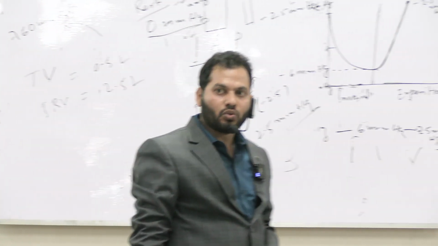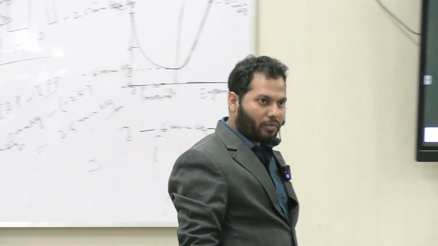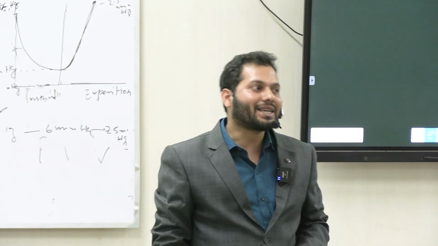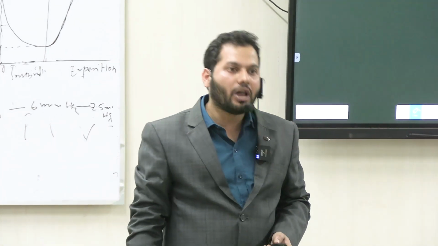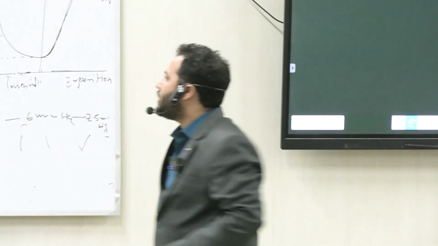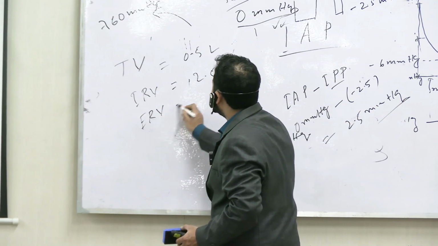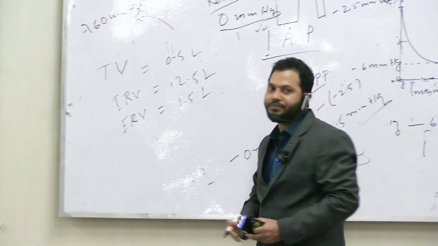In that case also, some specific muscles are involved, like abdominal muscles and internal intercostal muscle. So what is the expiratory reserve volume? It is the volume of air exhaled during forceful exhalation after normal tidal volume, right? Here it is around 1.5 liter.